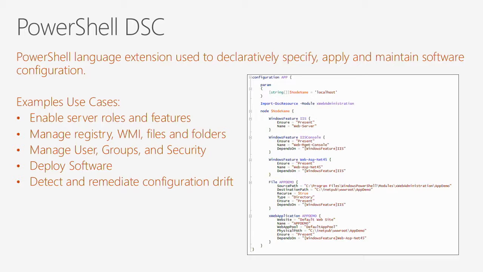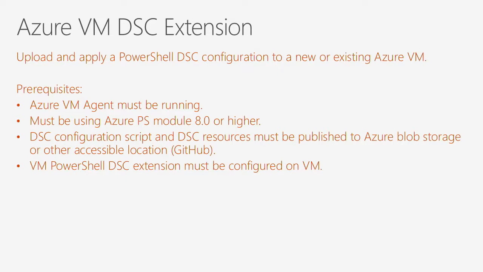The code exists in the DSC resources, which again are similar to PowerShell modules. And you can do all kinds of stuff with it. Install roles. I mean, basically anything you can do with a script. It's just you're not writing the scripts. You're just declaring how this thing should look. And so the Azure VM DSC extension does basically the same thing as the custom script extension, but instead of providing it a PowerShell script, we're providing it a DSC configuration.